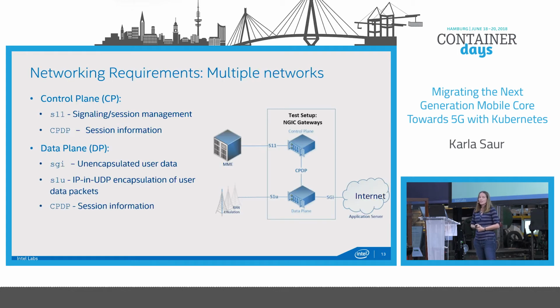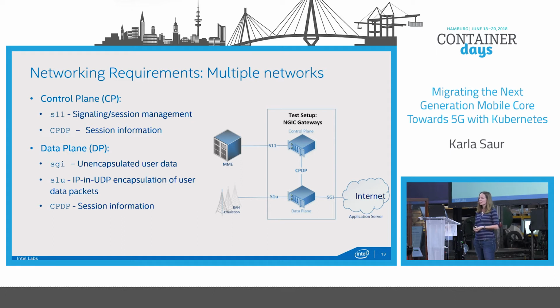Here's a little bit of a deeper dive into our network functions, the control plane and data plane. The network names that you see here that start with an S are part of the standard from the 3GPP. So S11 in the control plane is the signaling, session creation, and management. The CPDP interface is our custom network that we use to communicate from the control plane, pushing down the new flows, the new session information to the data plane.